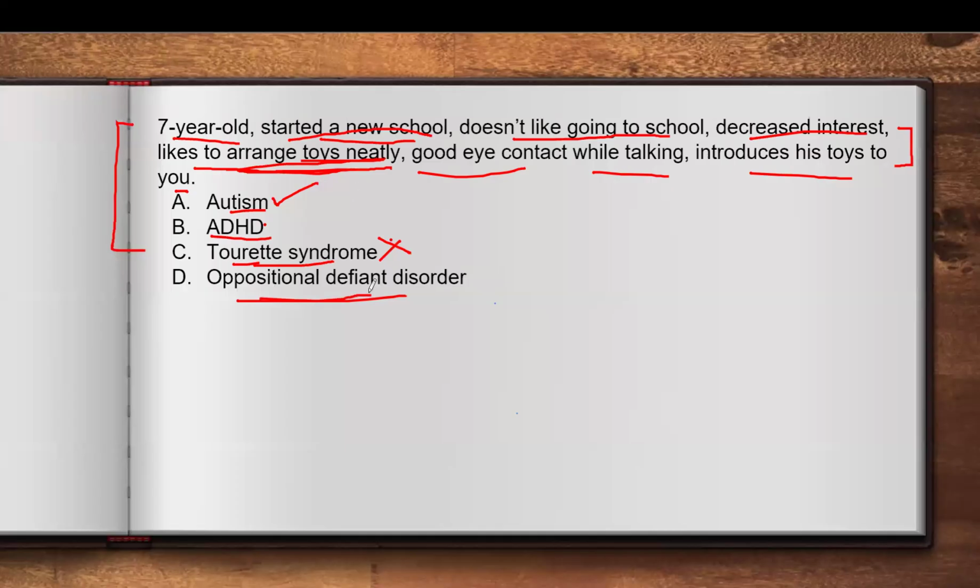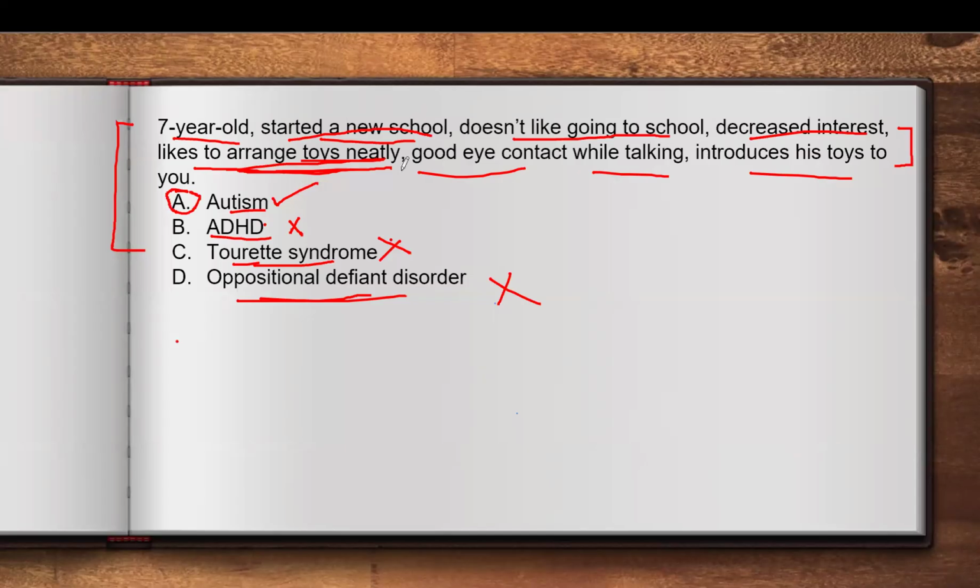So it does not need to be related to this, like arranging toys neatly or eye contact. They have everything fine. So oppositional defiant disorder is also less likely. These two things are left. I have explained why ADHD is less likely here. So from these four options, autism spectrum disorder is more likely.